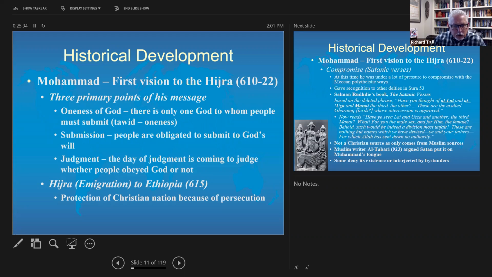The Hijra, immigration is what that word means, to Ethiopia. In 615, because of persecution, he went and found protection among Christians. Now, at this point Islam really hadn't developed into a religion yet, but he thought of Jews and Christians as people of the book and felt in common with them because they did believe in one God. And so here he does go to Ethiopia, immigrating there for a while for protection among Christians.